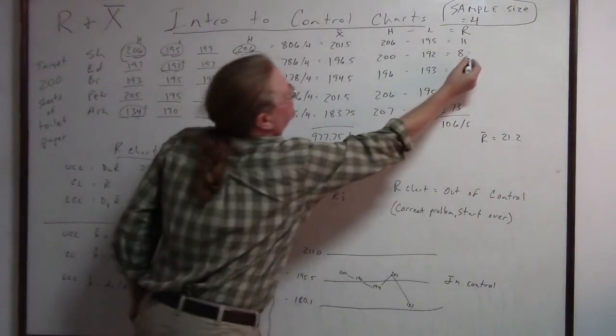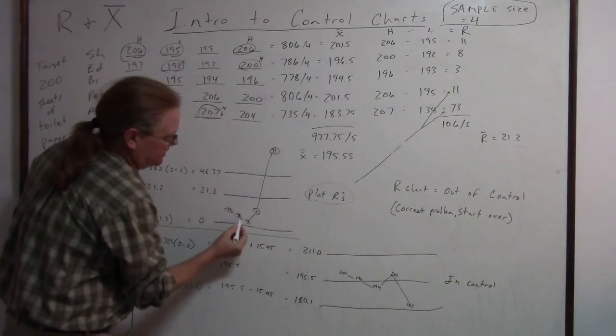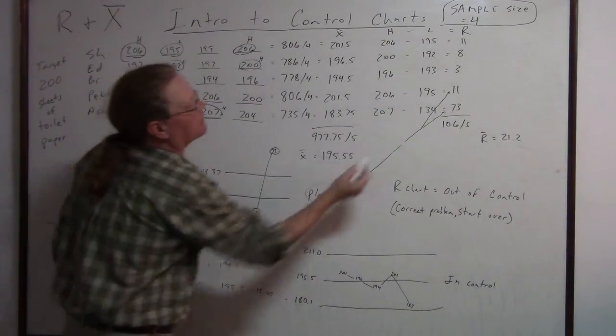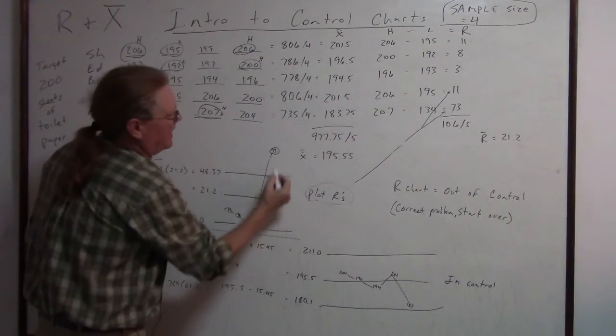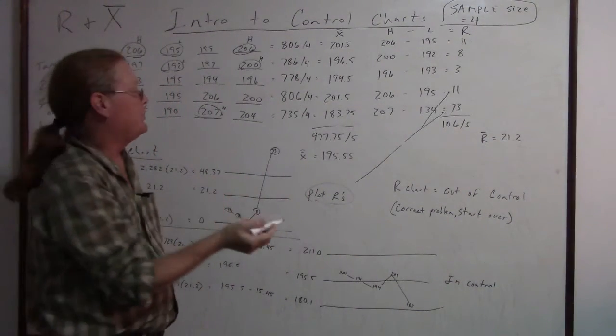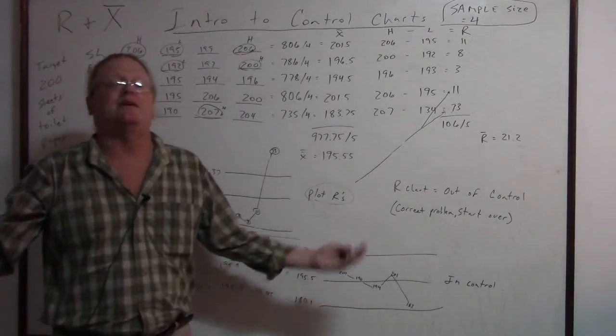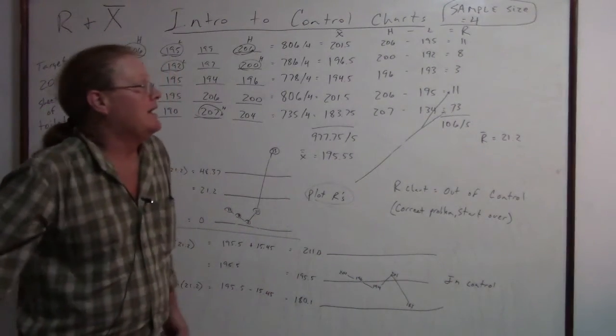Our next R is an 8, which goes here. And then our next R is a 3, which goes here. Next one is an 11. And then, boom, we get a 73. Where the heck did the 73 come from?